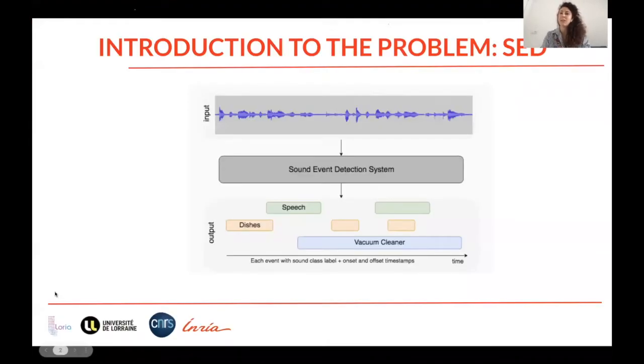So I would like to start with an introduction to the sound event detection problem. The sound event detection task aims to recognize the different sound events that can be present in audio clips. So given an audio clip as input to a sound event detection system, this system aims to classify and to recognize the onset and the offset of the different sound events that are present in that particular clip.